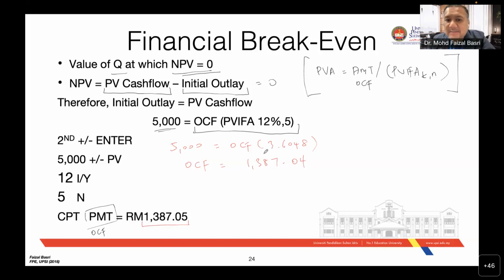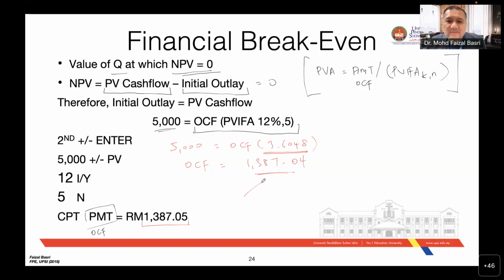Okay, so how do I get this 3.6048? Okay, recap. I use the table just now. PVIFA is the name of the table. The K, the rate of return, is 12%, and the period N is 5 years. So you cross-reference the information, you get this figure, the interest factor figure. So slot in the formula. In order to find OCF, simply divide 5,000 with 3.6048, and you get this OCF 1387.